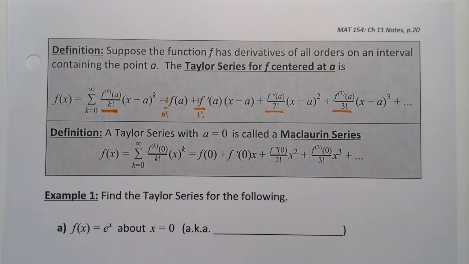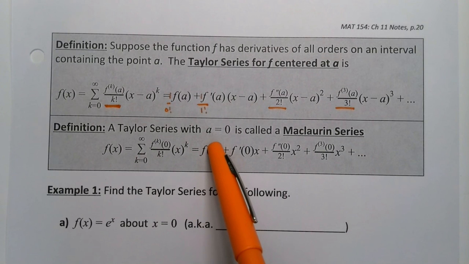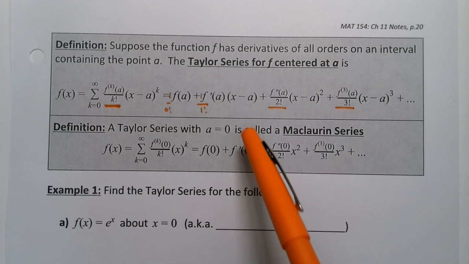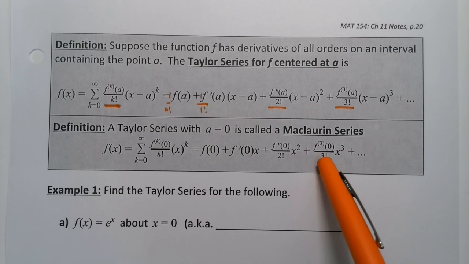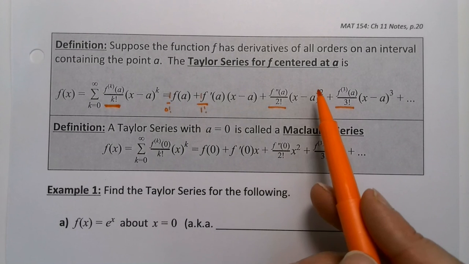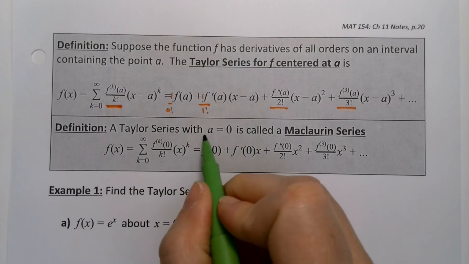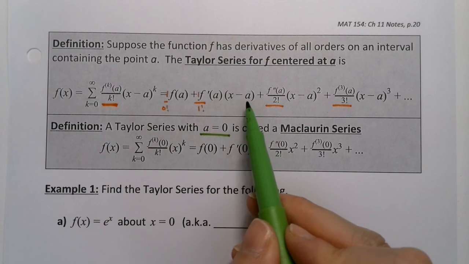Now, Maclaurin series is the Taylor series, but centered at 0. So it makes it a little bit simpler because it doesn't have all these parentheses there. It's just x instead of x minus a. It's just x squared instead of x minus a squared. It's just x cubed instead of x minus a cubed. So Maclaurin series is just a special kind of Taylor series with a center at 0, which you can imagine is a little bit easier to work with generally than a Taylor series that has a center that's not 0.